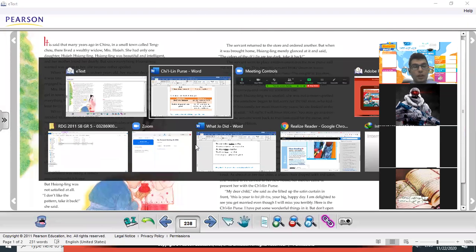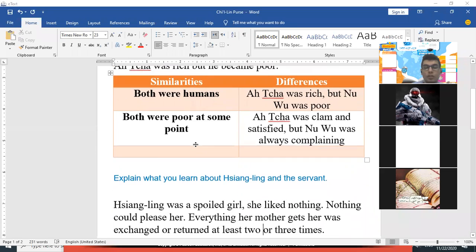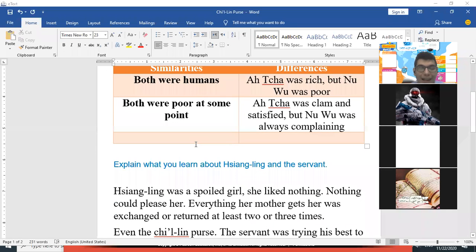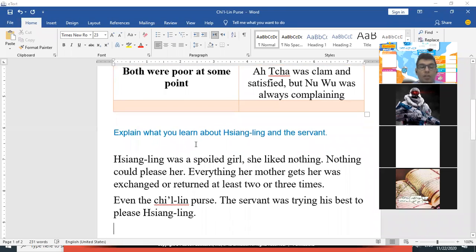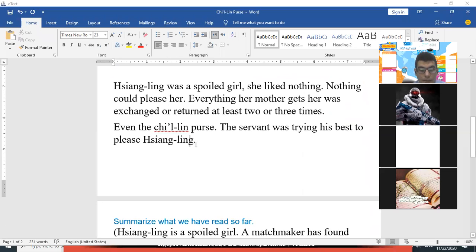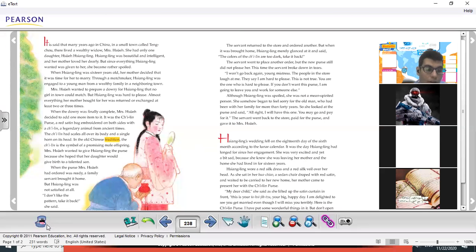And there's a question here that you all answered very well. What did you learn about Sangling and the servant? She was a spoiled girl. She liked nothing. Nothing could please her. Everything her mother got her was exchanged or returned at least two or three times. Even the Chi-Lin's purse servant was trying his best to please Sangling. Okay, let's read the other part.